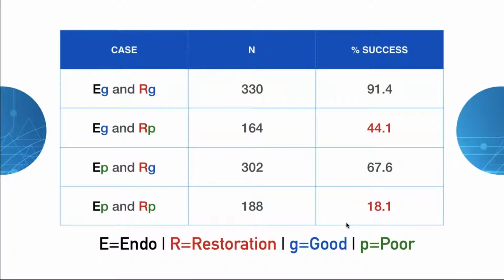Was there success or was there failure? And of course, they found that the highest success rate was where the cases had good endo and good restorations. And they found, of course, the poorest success rate was with poor endo and poor restorations. But what I find very interesting is that there was a higher success rate for cases that had poor endo and good restorations compared to those cases that had good endo and poor restorations.